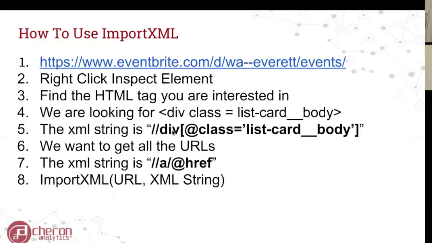I'm going to go over this with instructions right now because I'm going to share this with you guys. I'm going to go to Eventbrite in a second, and we're going to scrape the events that they have. Like I said, you're going to right click on inspect element and find the HTML tag we're interested in. In this case, I'm going to look at div class equals list card body, and then you basically transfer that into an XML string. It takes on this form, double slash div at class list card body, and that will get you that information. And I'll show another example.